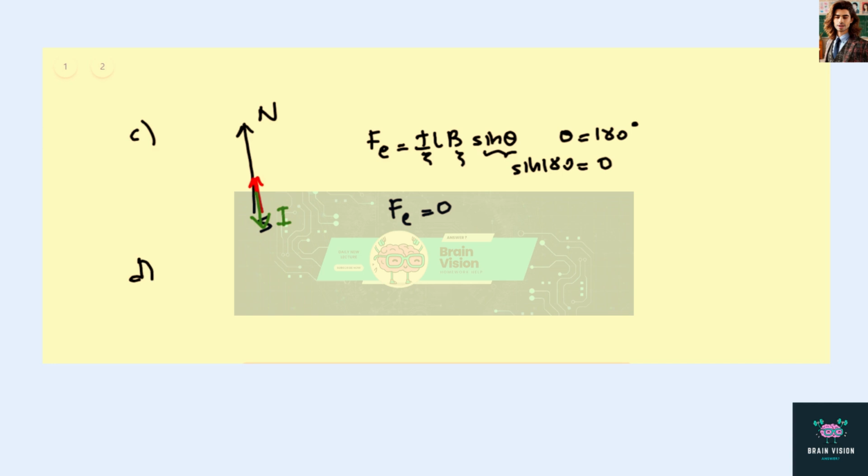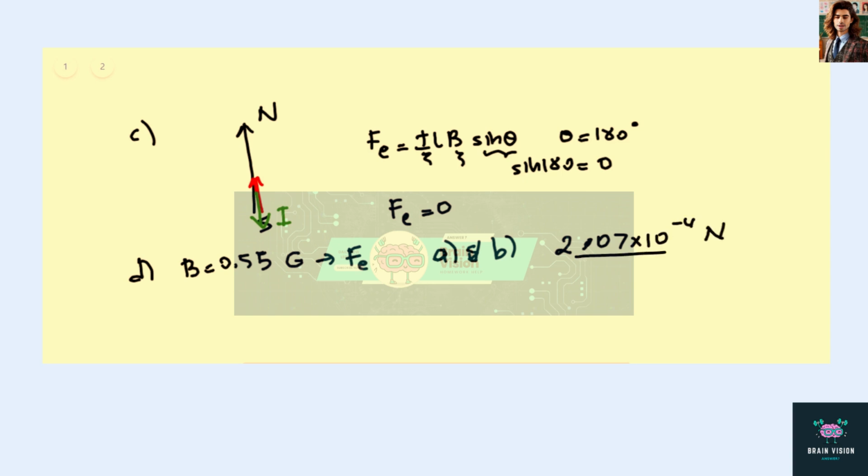In part D, we are asked whether the Earth's magnetic field, 0.55 gauss, and the force exerted by the Earth's magnetic field are interfering with household electronics. In order to answer, let's go back to our answers to parts A and B and see how small the calculated force was. It was something like 2.07 times 10 to the power of negative 4 newtons, right? That was a force, so it's a very small number, a very small magnitude.